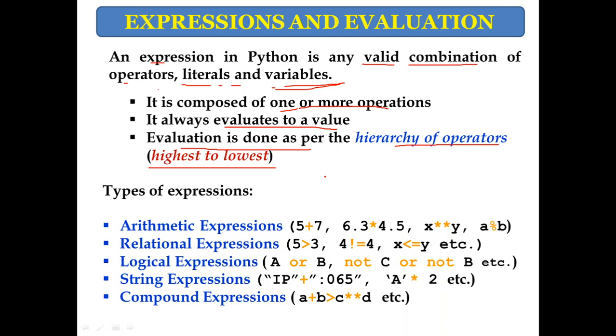Let's see the types of expressions. Arithmetic expressions: since they contain only arithmetic operators, they are known as arithmetic expressions. Relational expressions: since they contain only relational operators. Logical expressions: since they contain only logical operators. String expressions: since string values are there, and here plus is used as a concatenation operator and star as a repetition operator, not the arithmetic plus and star. Compound expressions contain various types of operators, arithmetic, relational, logical, etc. It is a combination of various types of operators, not a particular type.